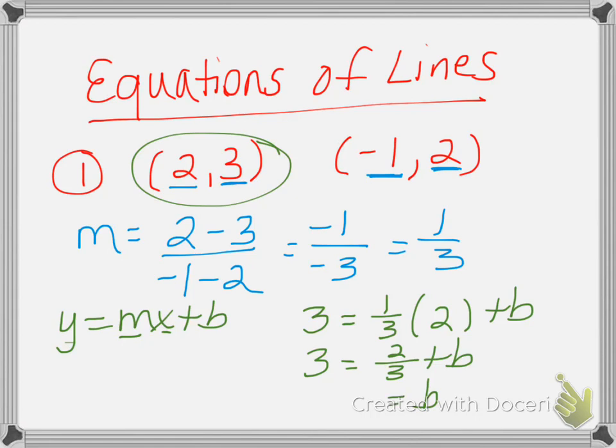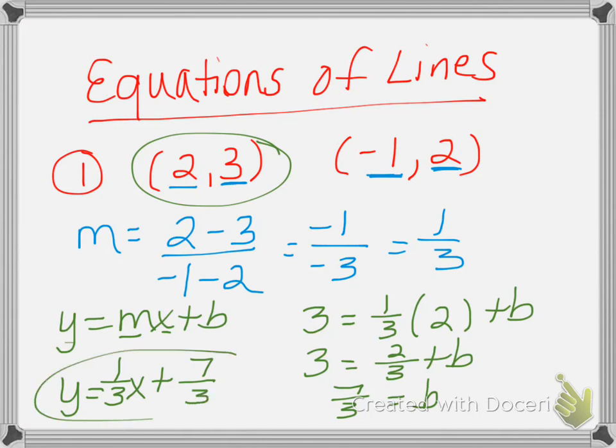Subtract 2/3 on both sides. So that'd be 9/3 minus 2/3, which is 7/3. So then your equation, you fill in the m and you fill in the b. And so this would be your final answer.